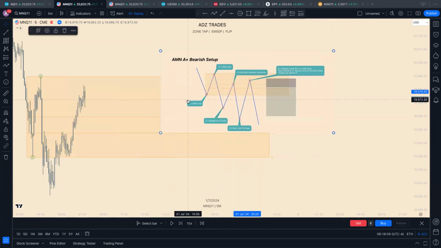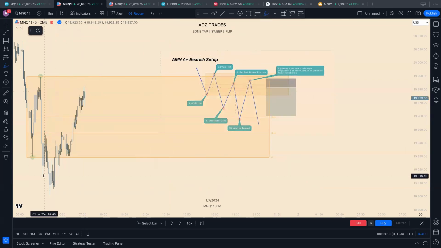So again, just going to follow. That's our one, that's our two. A three is the breakout of the zone. We break out of the zone here. Perfect. A four is a tap back in. Sweet, we tap back in.